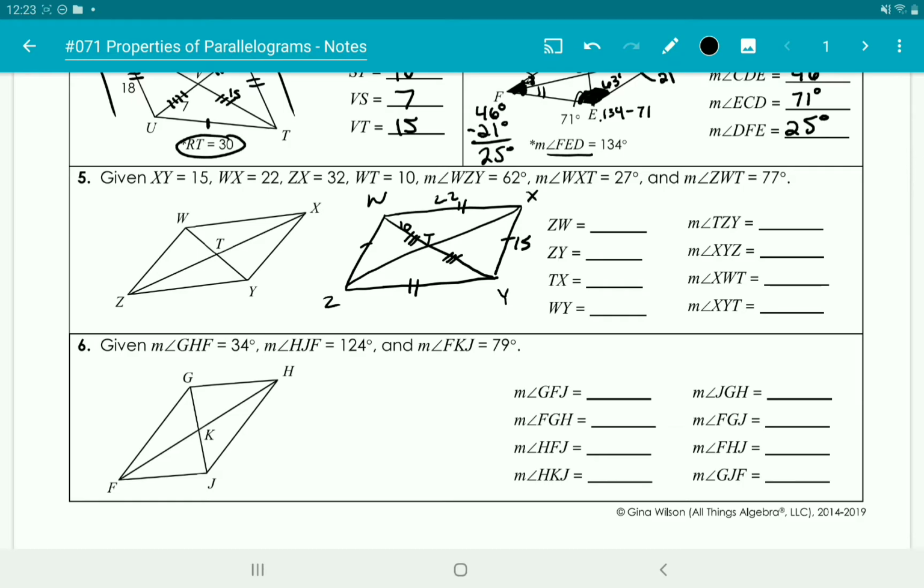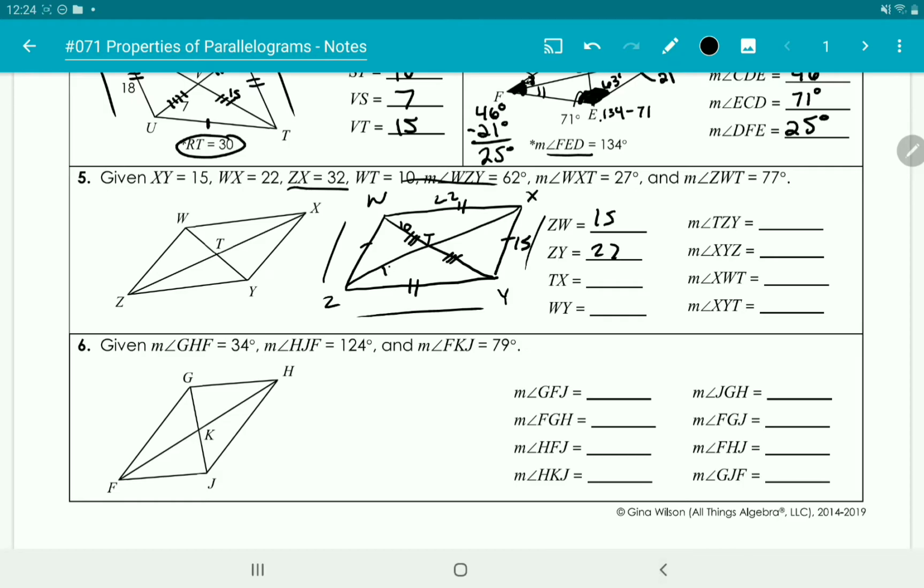So, fast for ZW. ZW is this one. It's going to be the same as this one, 15. ZY, that one's going to be the same as that one, 22. Okay? From T to X, we know that the entire length from Z to X is 32.